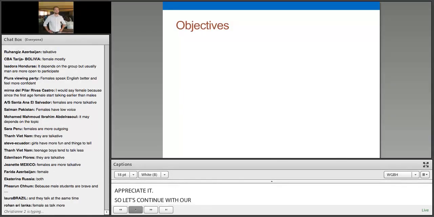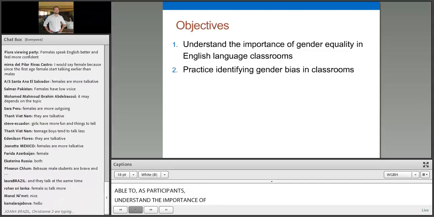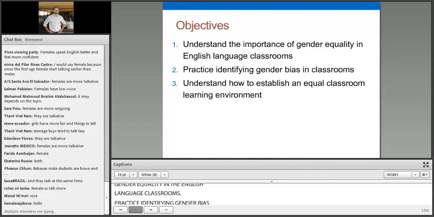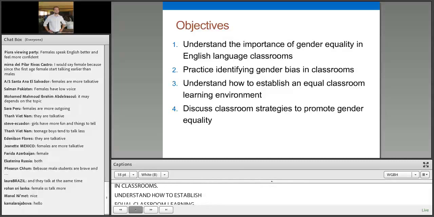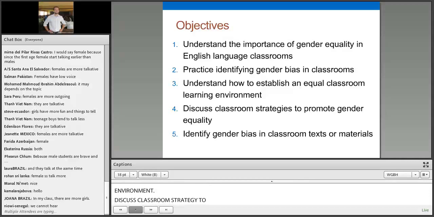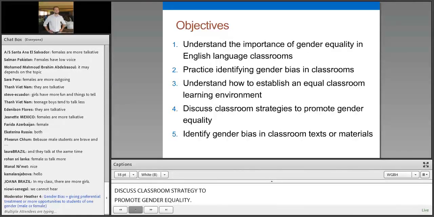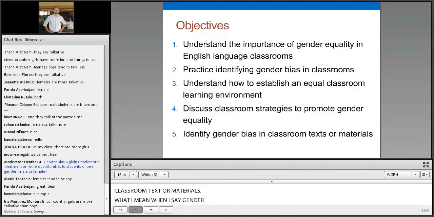So what I'd like to do before we begin is identify objectives. After this webinar, you will be able to, as participants, understand the importance of gender equality in English language classrooms. Practice identifying gender bias in classrooms. Understand how to establish an equal classroom learning environment. Discuss classroom strategies to promote gender equality. And lastly, identify gender bias in classroom texts or materials. And what I mean when I say gender bias is if one gender, if males or females, are getting more treatment or more exposure in classroom materials than the other.